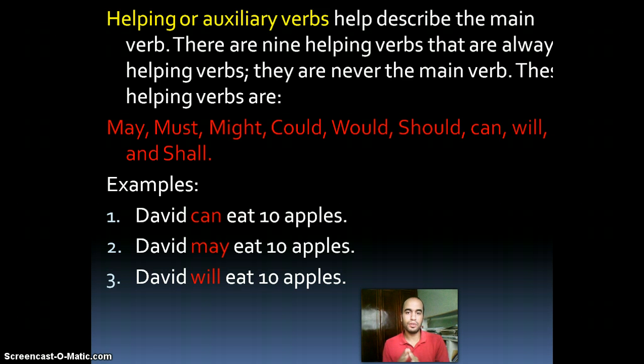So that's all about the verbs, which are very important parts of speech.